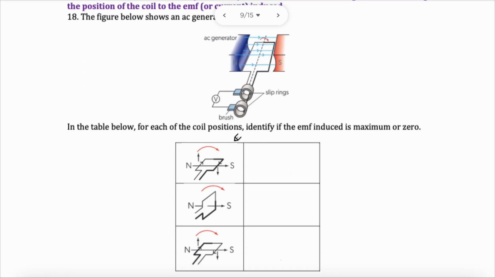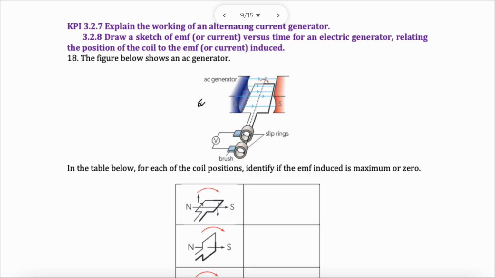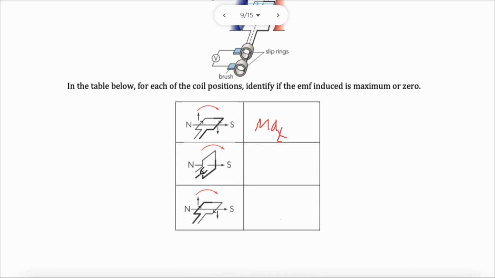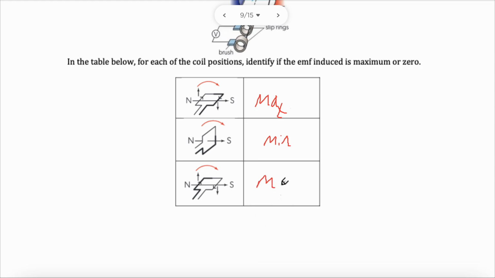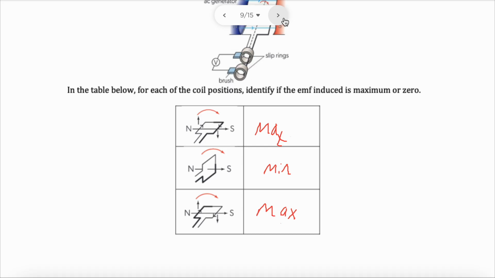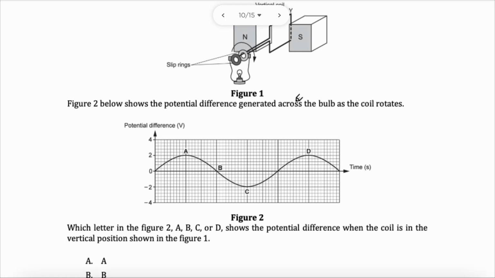So the table below: for each of the coil positions, identify the EMF as maximum or 0. Long story short, just to keep it simple, if the coil is completely flat, it is going to be maximum. Vertical is going to be minimum. So that's the easiest way to remember. If it's flat, it'll be max. If it's vertical, it's going to be minimum. And if it's flat again, it'll be max again, in the opposite direction. Just by looking at the picture, you will know. From that, you can figure out the graphs.